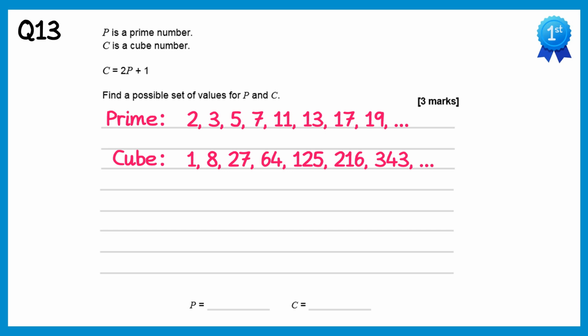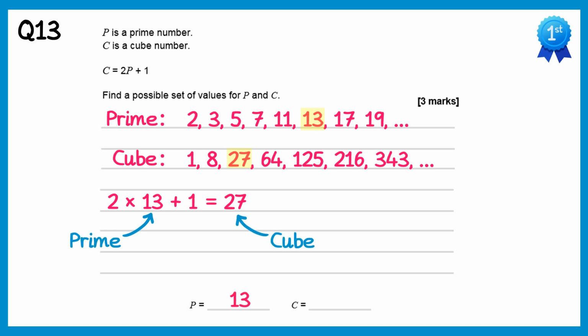Now it turns out the only answer to this is if you use 13 and 27, since if you do 2 times 13 and add 1, you do get 27. And you can see here 13 is the prime number and 27 is the cube number. So P would be 13 and C would be 27.